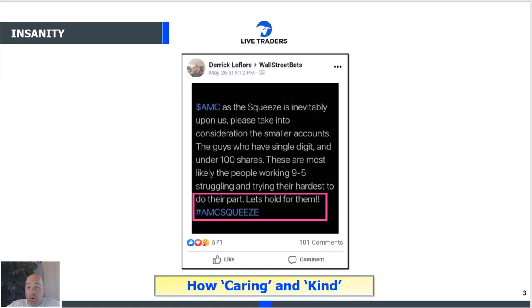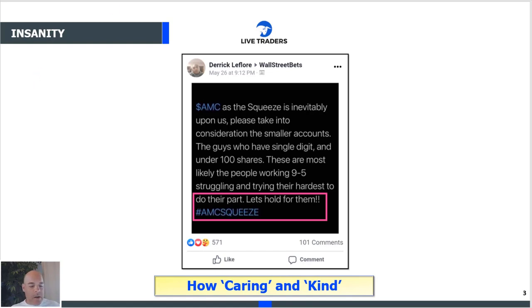This crap, like, let's hold for them? Really? Let's hold for them. Is that why you guys hold your Tesla stock, for all the little people out there? Yeah, I'm sure that's why Elon's doing what he's doing, for all the little people out there, right? Come on, just get out of here. Cut the crap, okay? Nobody's that idealistic, all right? And if they are, they voted for Bernie Sanders and he's not running anymore, okay? All right, let's move along.